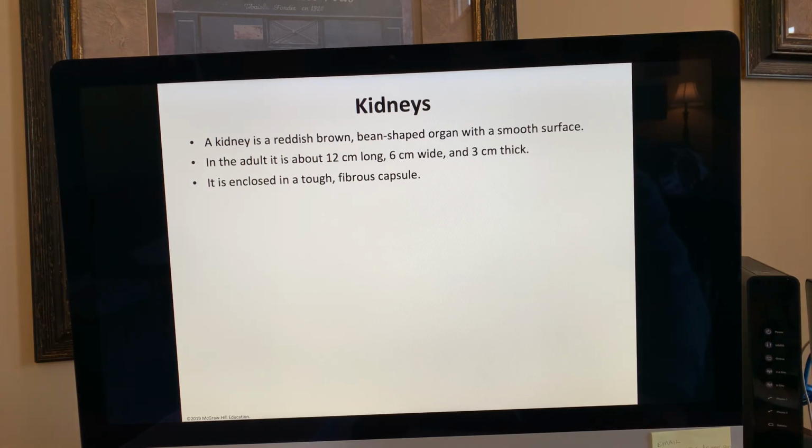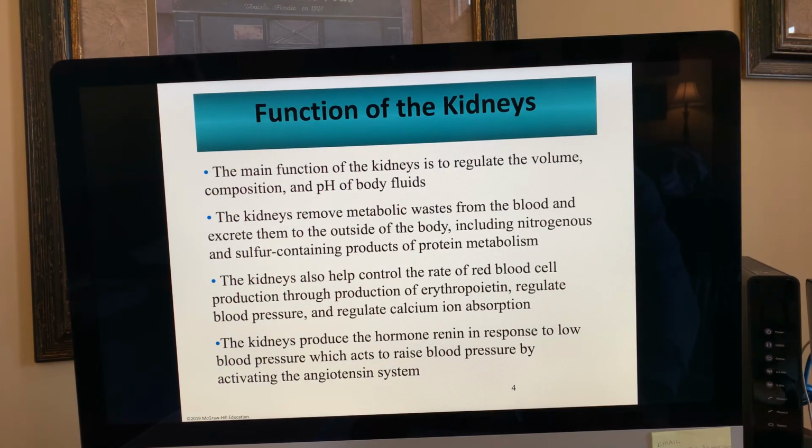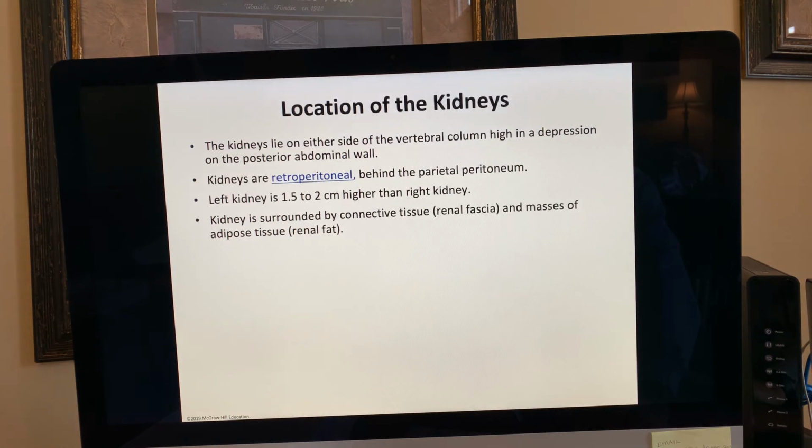Each kidney is about 12 centimeters long. It is enclosed in a tough capsule, and the kidneys are what are called retroperitoneal, which means they do not exist in the abdominal cavity. They exist behind, or posterior to, the parietal peritoneum.